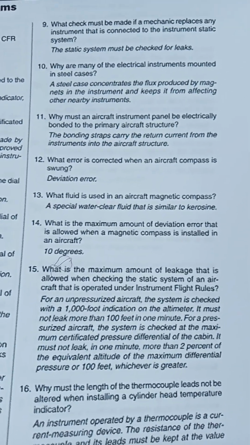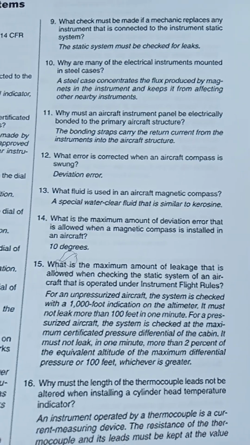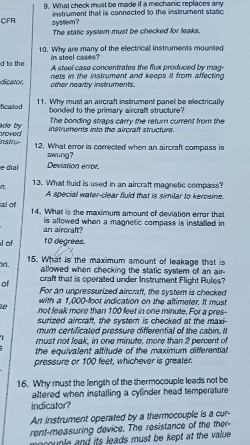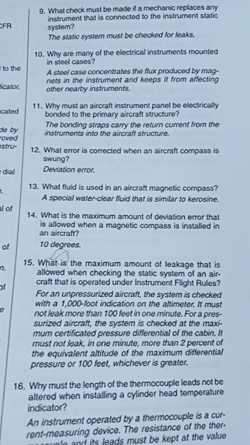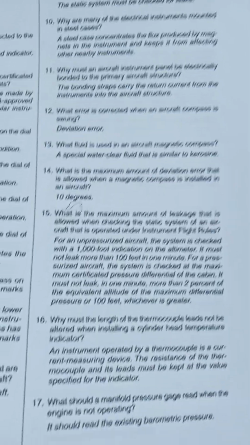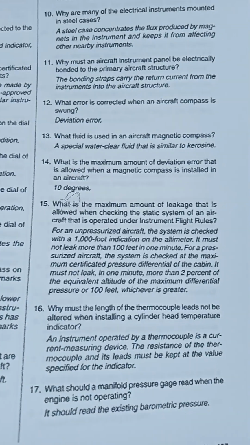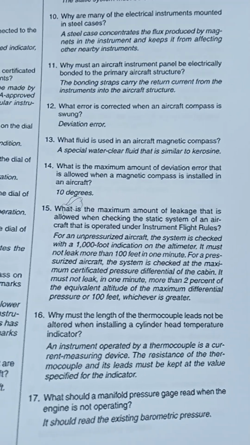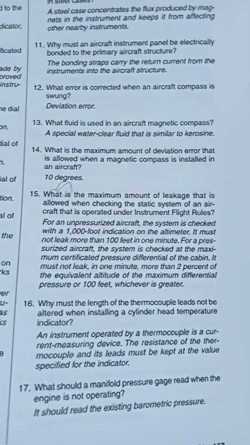Why must an aircraft instrument panel be electrically bonded to the primary aircraft structure? The bonding straps carry the return current from the instruments into the aircraft structure. What error is corrected when an aircraft compass is swung? Deviation error.